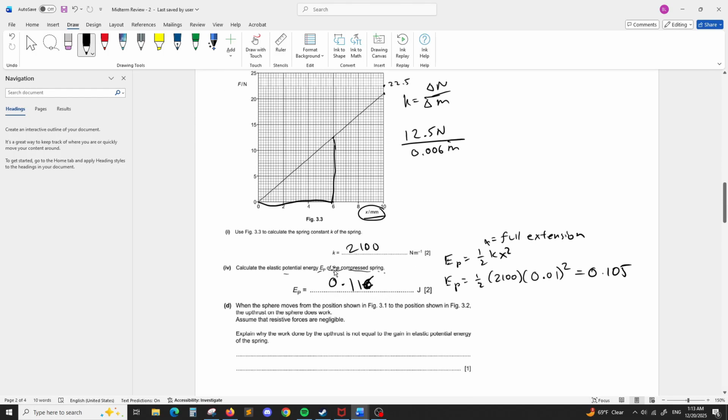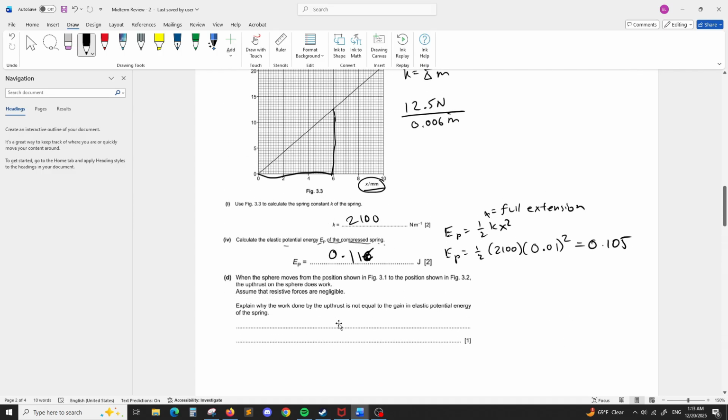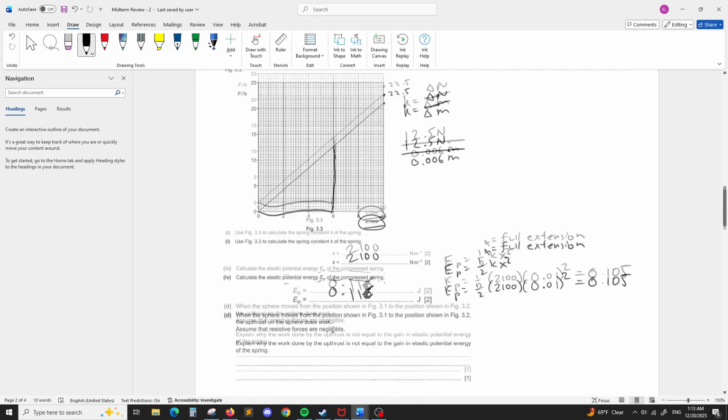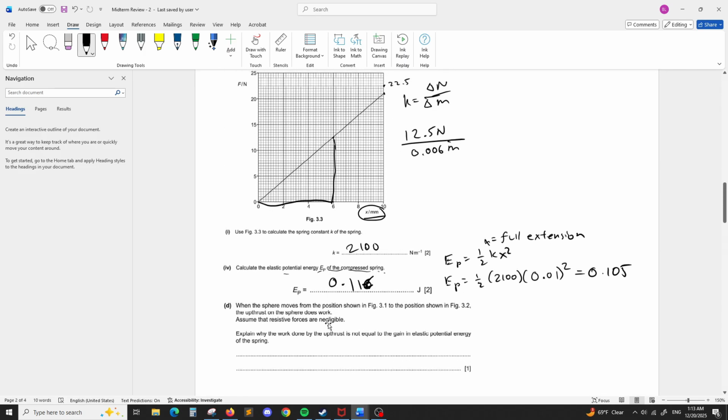When the sphere moves from the position shown in 3.1 to the position shown in figure 3.2, the upthrust on the sphere does work. Assume the resistive forces are negligible. Explain why the work done by the upthrust is not equal to the gain in elastic potential energy. It doesn't really show you, but your sphere moves up, right? And why is this upthrust not equal to elastic potential energy?